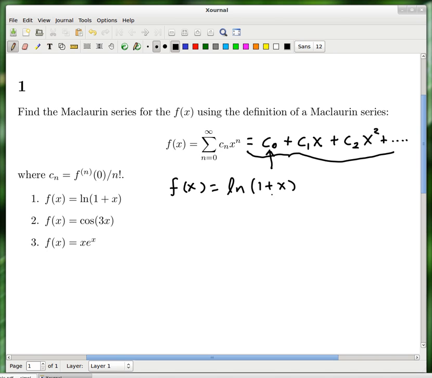Now what happens when we take one derivative? Well, the derivative of natural log is 1 over the input, times the derivative of the input, which is 1. If you use the chain rule, it's more complicated.